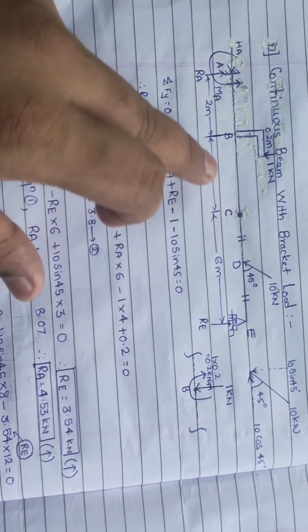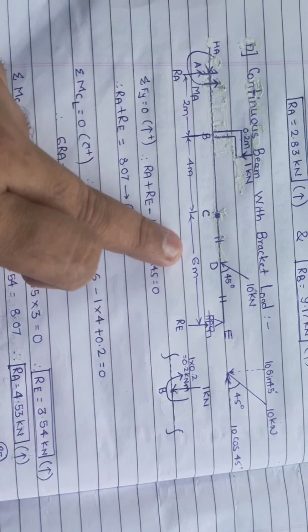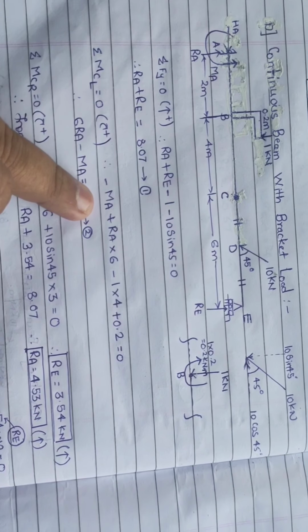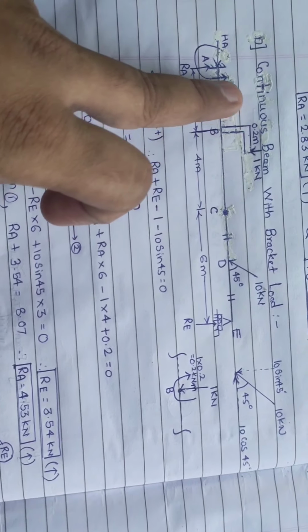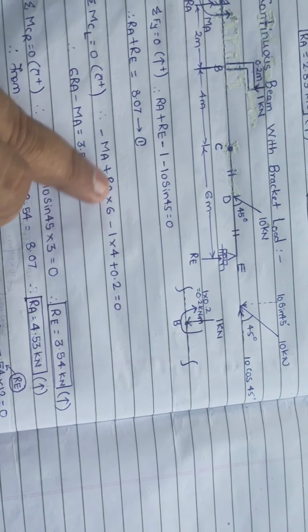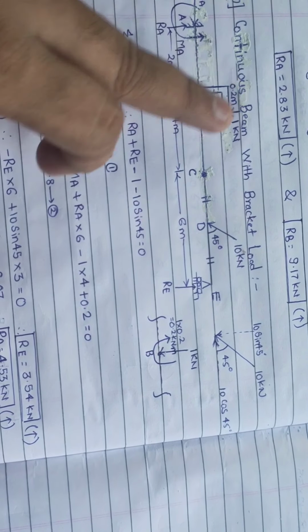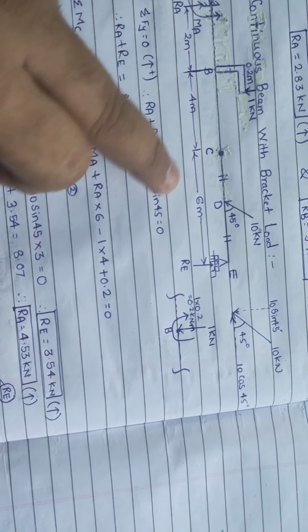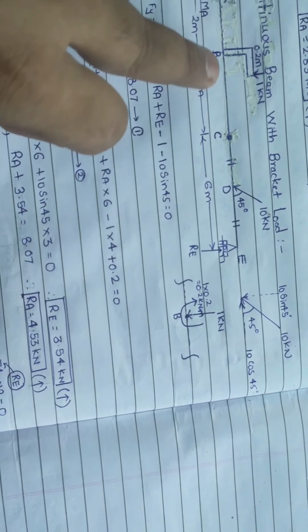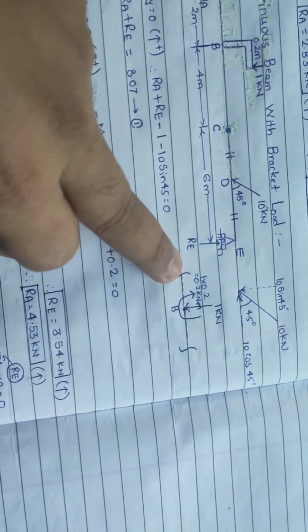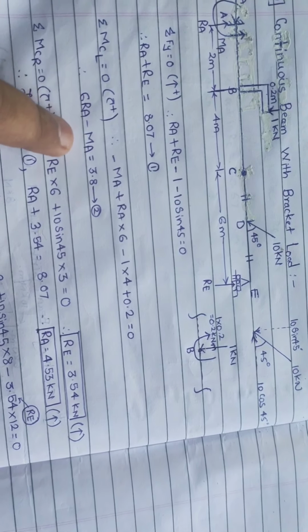Then again same way as we did in the previous numerical, summation moment at C left equal to 0. I am assuming anti-clockwise direction for MA, so minus MA. Then about C I have one more load, that is Ra into 4 plus 2, that is 6. Then again this load, that is 1 into 4 going anti-clockwise, see, 1 was at B, so 1 into 4 going anti-clockwise, so minus, and then this moment 0.2 plus, equal to 0, so I get another equation.